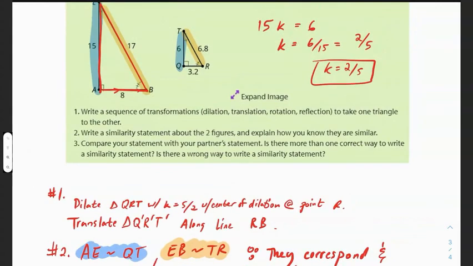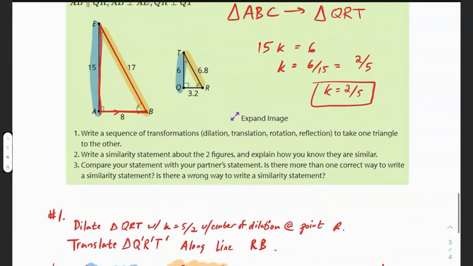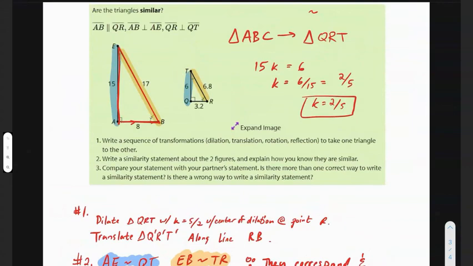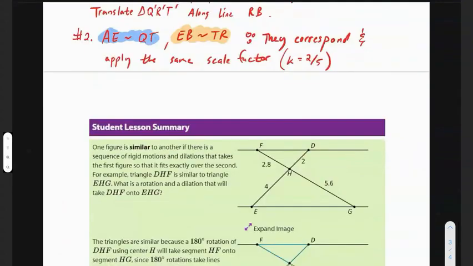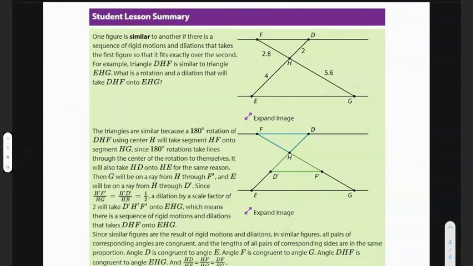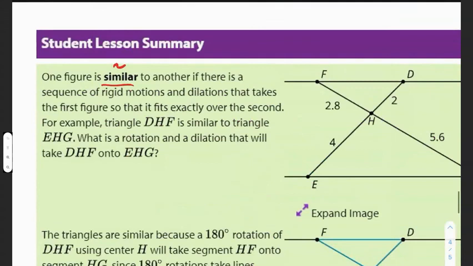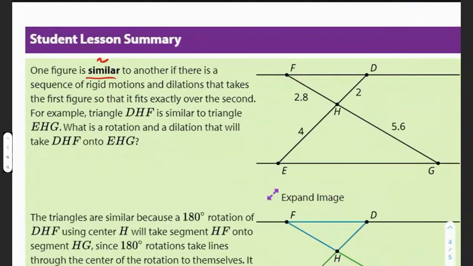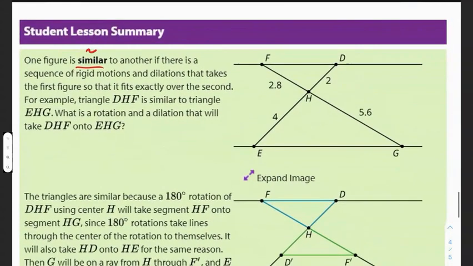Okay. So compare your statement with your partner's statement. Okay, so if you got anything different, let me know. But that would be pretty decent answers right there. Okay, so in summary, if one figure is similar to another, and don't forget the symbol for similar, looks like that, right? Squiggly line. So one figure is similar to another if there is a sequence of rigid motions and dilations that takes the first figure so that it fits exactly over the second.